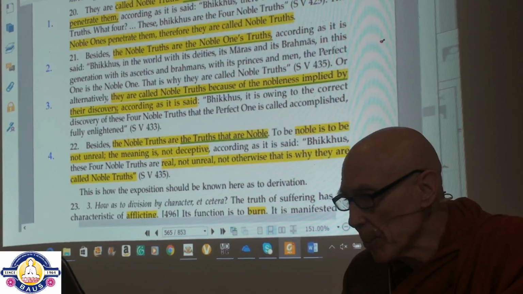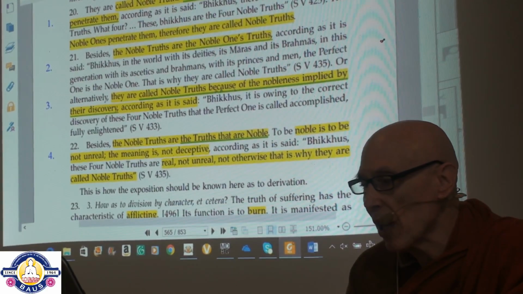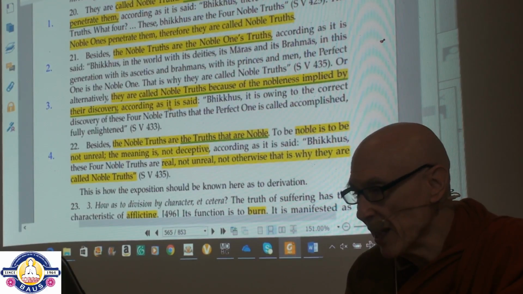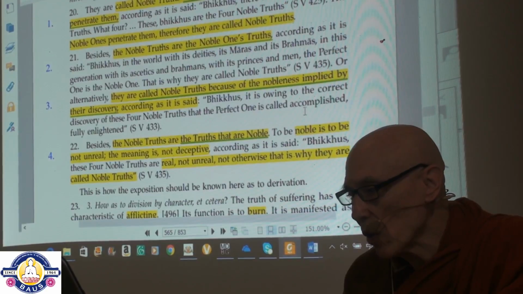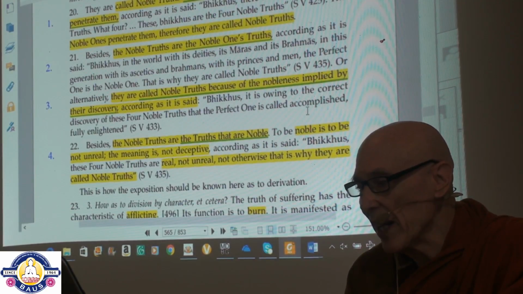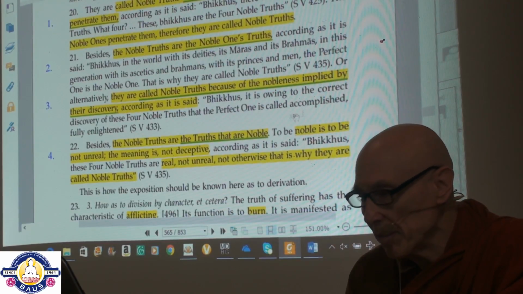Then another explanation is given. They are called noble truths because of the nobleness implied by their discovery or by their realization. And so here it said, it is owing to the correct discovery of these Four Noble Truths that the Tathagata is called accomplished and fully enlightened. Okay, so anyone who discovers these Four Noble Truths becomes a noble one.